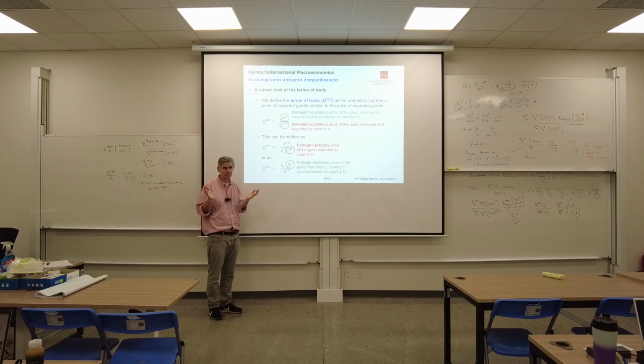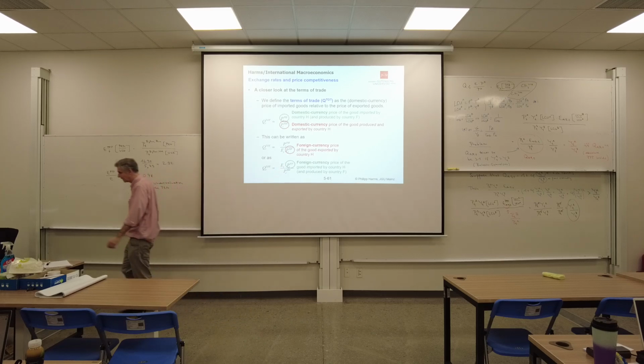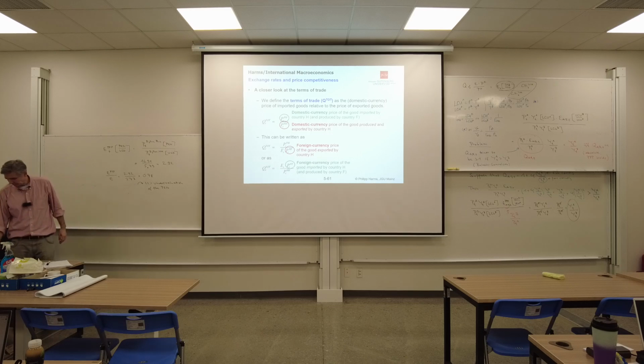So suppose you're producing something and you're not pricing it in Vietnamese dong, but you produce it for the European market and you price it in euros. That would be this case. And you see, in this case, the nominal exchange rate is in the denominator. Here it's in the numerator. That's something that would be important later on.